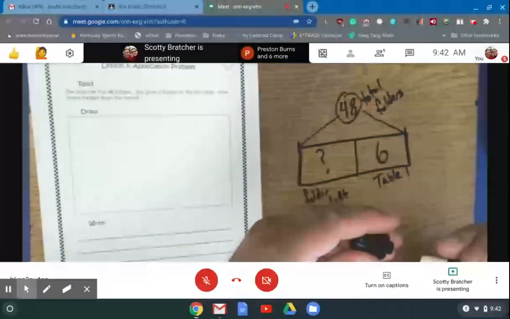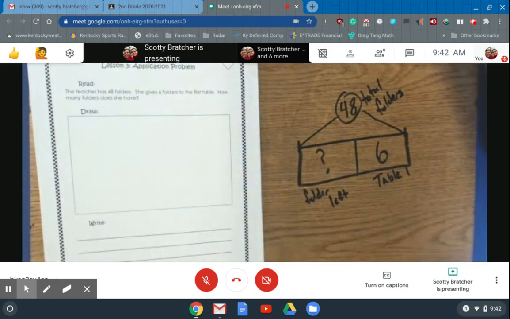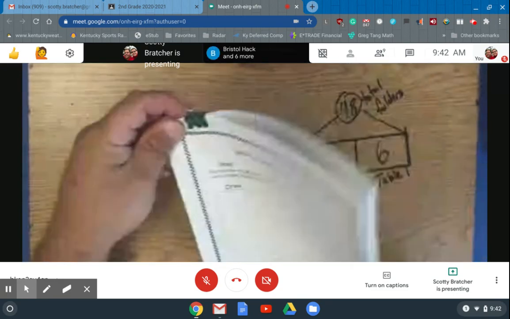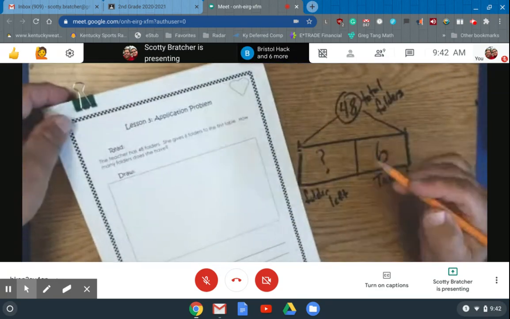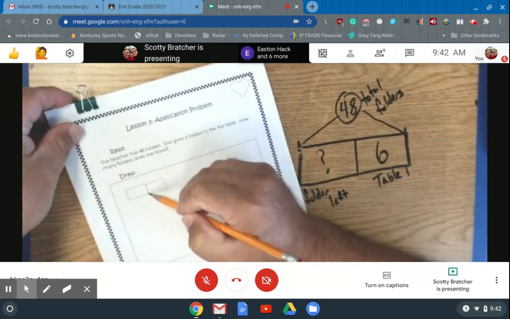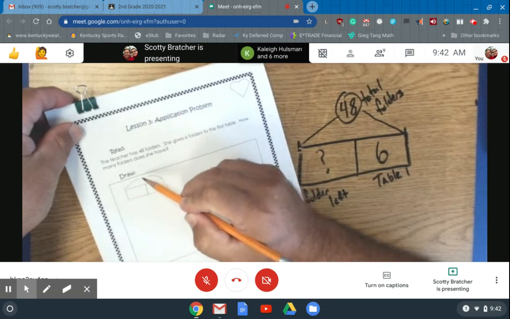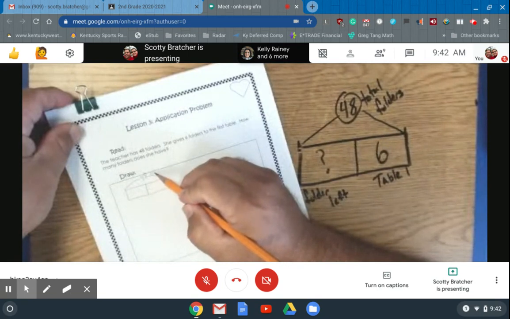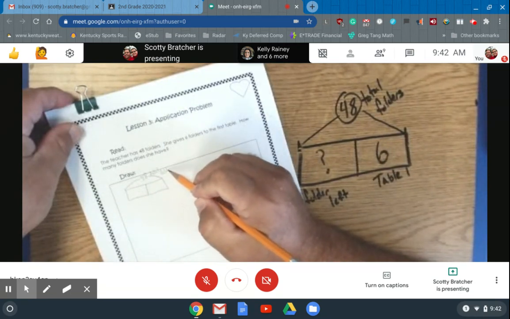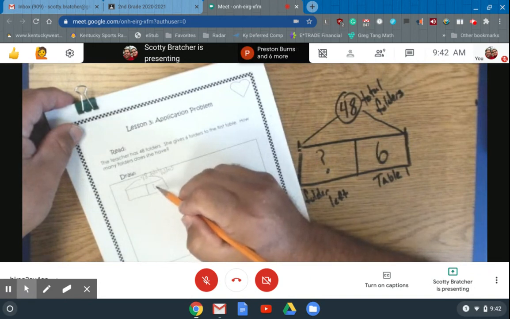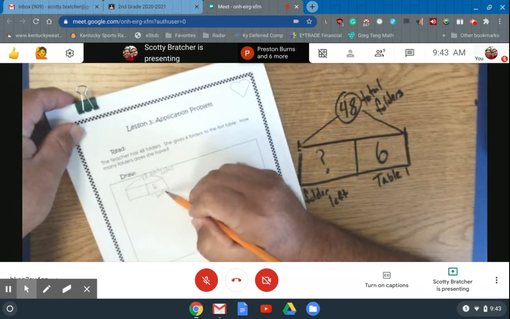So I'm going to take a pencil. I'm going to take my paper. And I'm going to draw this right here. I'm going to draw a bar. I'm going to say that the total is 48. I'm going to label it that this is the total folders. Okay, everybody understand that? Yeah? Okay. And I'm going to say that 6 of them went to table 1.